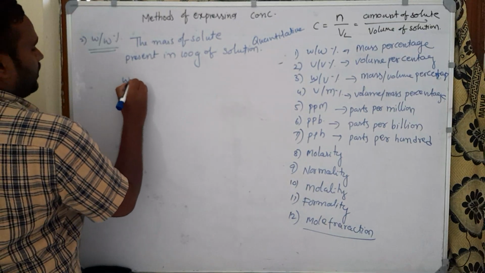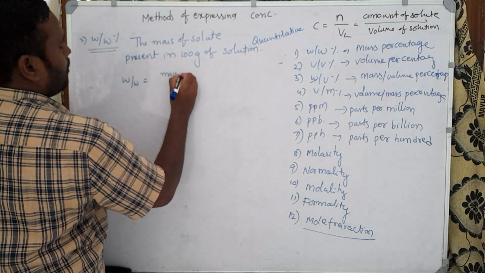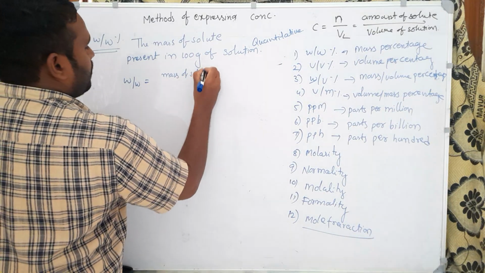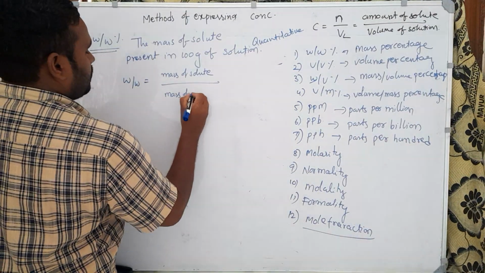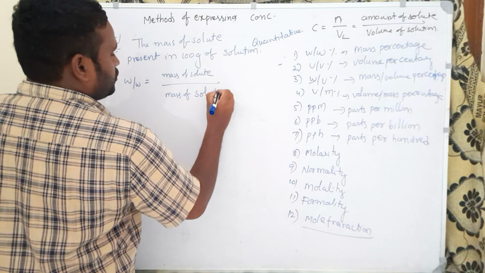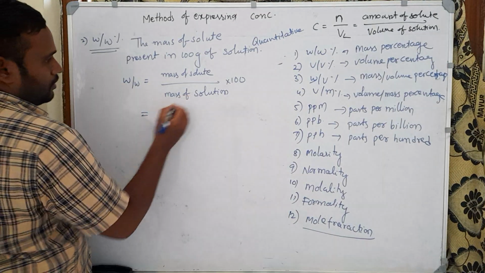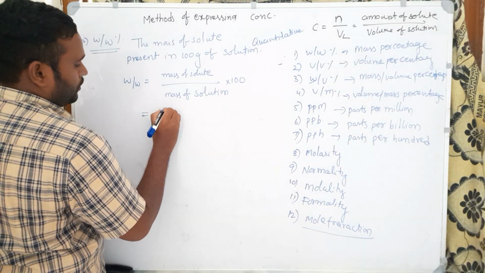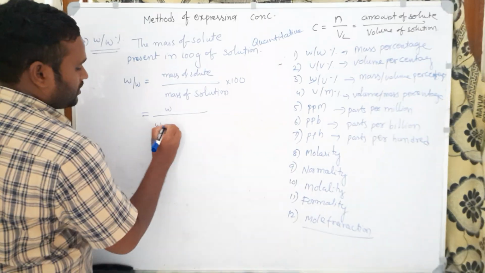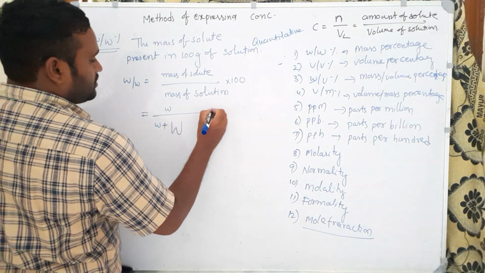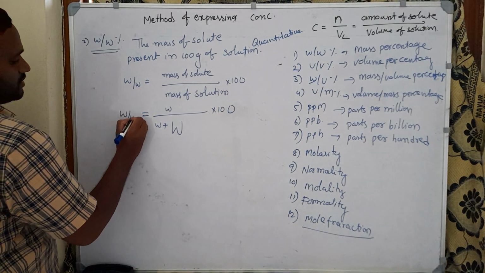So here we can express mass percent as mass of solute by mass of solution into 100. We already know the mass of solute, let us consider small w. Mass of solution is nothing but solute mass plus solvent mass, into 100. So this is the mass percentage.